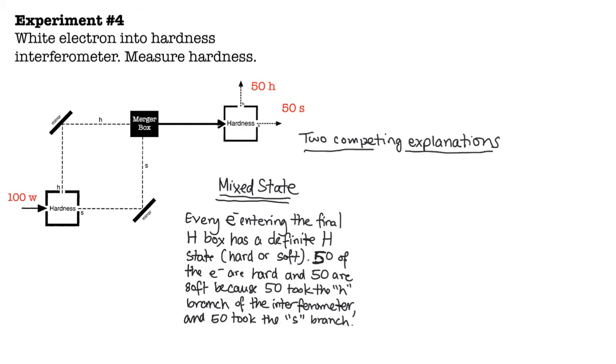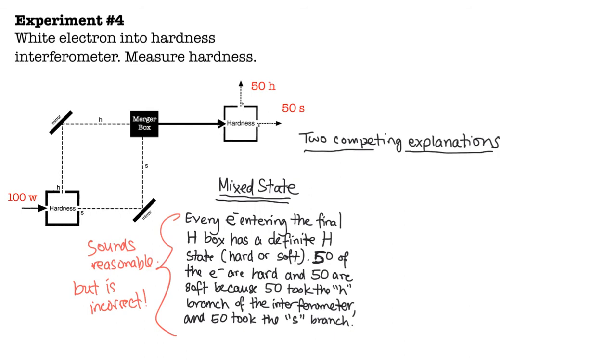And that explanation seems perfectly reasonable because here it looks like we're making a measurement of hardness at the entrance to the interferometer, and we know that a repeated hardness measurement is guaranteed to give the same result. Okay, so this explanation sounds very reasonable. Okay, it also is incorrect. So how is it that something that sounds so reasonable is still incorrect?